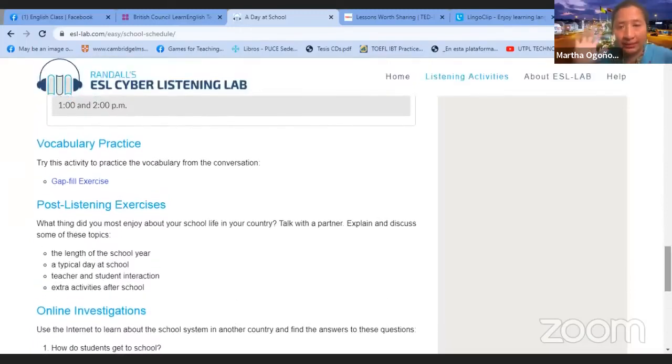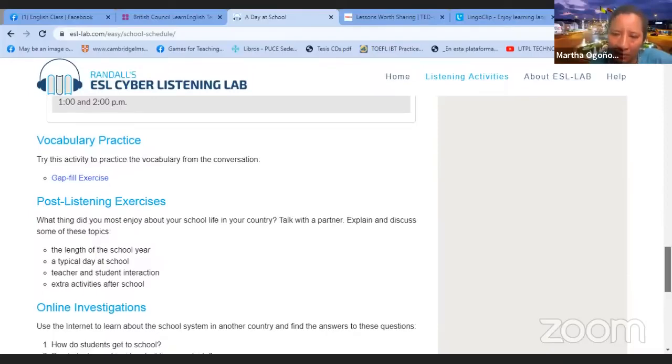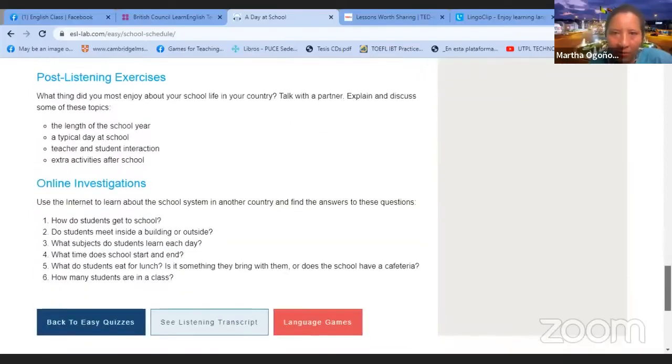As you saw before, it relates to the different levels. At the end, you can find vocabulary practice, post-listening exercises, and online investigation. So maybe you're going to send this as homework.